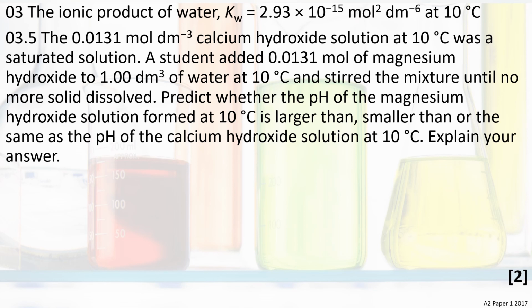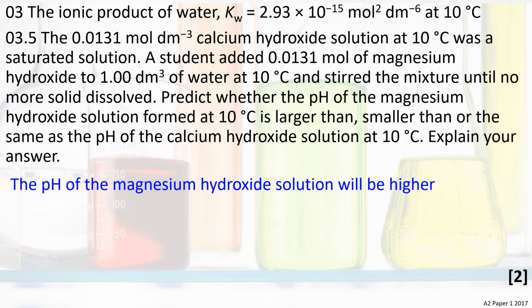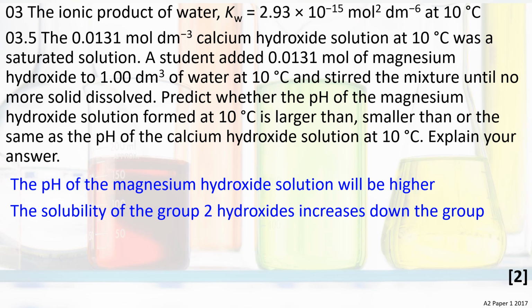To address this question, you need to know that the solubility of the group 2 hydroxides increases down the group, and that the greater the hydrogen ion concentration, the higher the pH. So the pH of the magnesium hydroxide solution will be higher. The solubility of the group 2 hydroxides increases down the group.